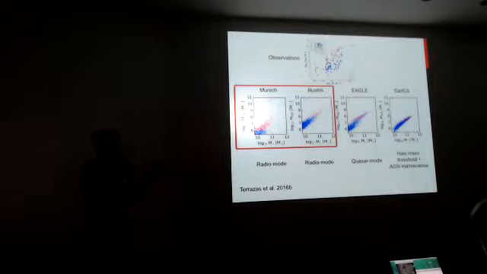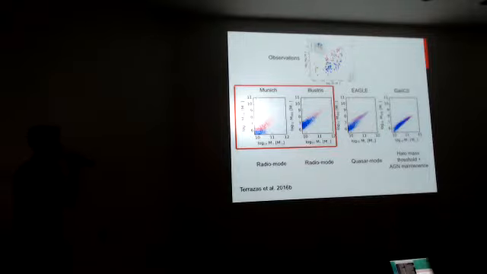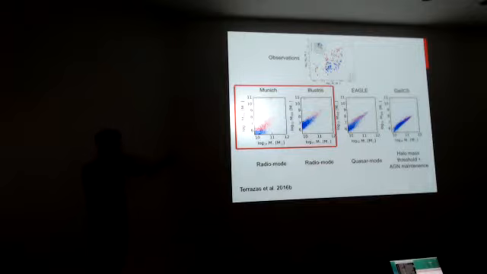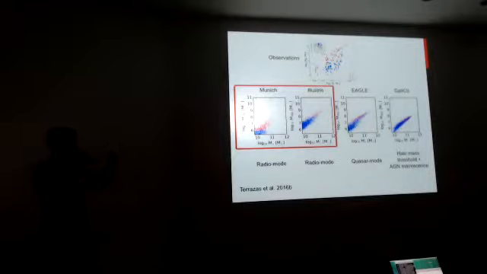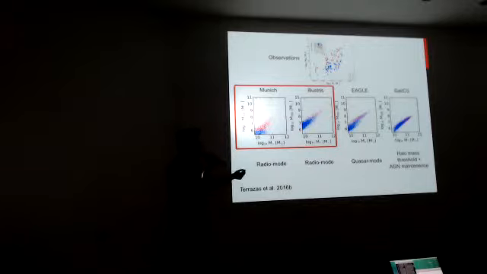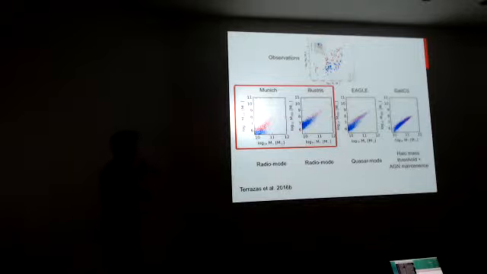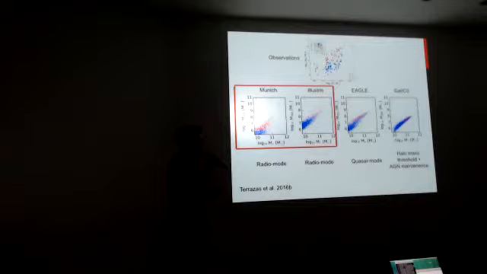Qualitatively, we find that the Munich and Illustris models are more closely resembling observations because they have red points and blue points lying in distinct parts of this plane, namely that the red points are at higher black hole masses than the blue points. Unlike in EAGLE and Galaxy, where the blue points overlap over the red points, and they both overlap their distributions.